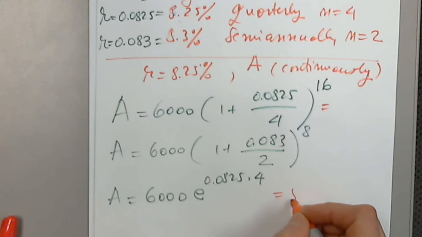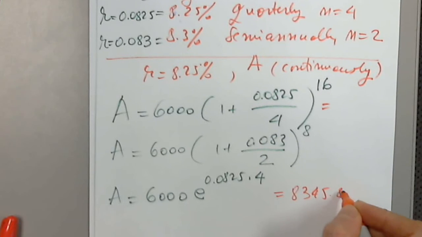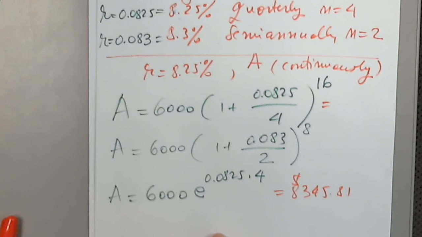So I'm going to write 8,345.81. Put 6,000. And then parentheses. Oh, for the last one? Yes, yes, of course. So here it is, second, and here's e to the x right here. And in parentheses, 0.0825 times 4.